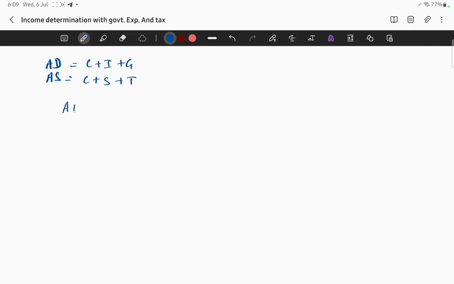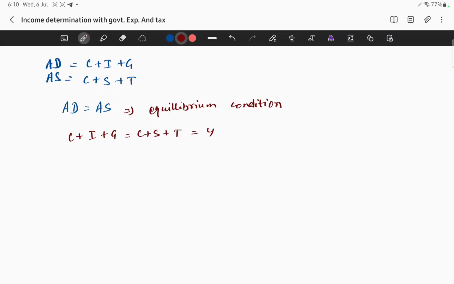So when you equate aggregate demand with aggregate supply, you get the equilibrium condition. Pardon my handwriting. So this is basically nothing but C plus I plus G equals C plus S plus T, which is equal to national income.